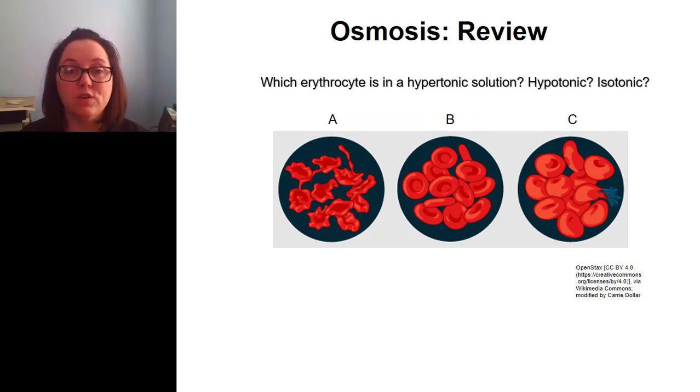So let's test your understanding of osmosis again. Here we have 3 different scenarios, A, B, and C. In all 3 cases, we have red blood cells, but we have red blood cells in 3 different types of solutions: hypertonic, hypotonic, and isotonic solutions. So go ahead and pause the video and determine which erythrocytes have been placed in which solution type.